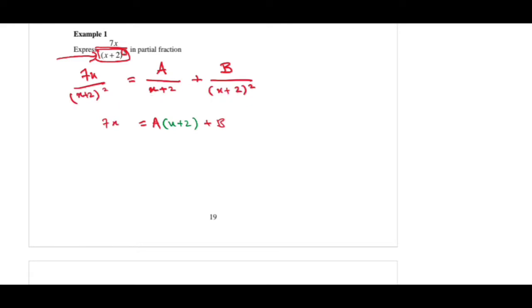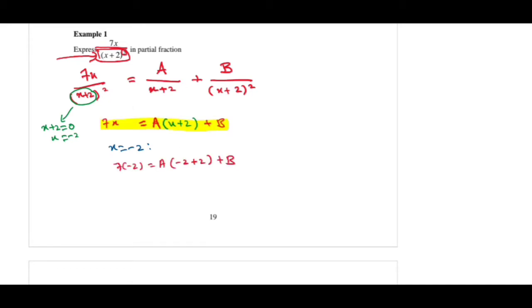And now, what's the best choice of your x? Same as the previous tutorial, look at the denominator on the left hand side. The factor here is x + 2, equate it to 0, and your answer is x equal to negative 2. So that means we just have to substitute x equal to negative 2 into this line.